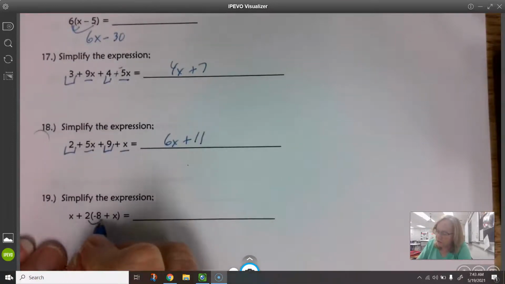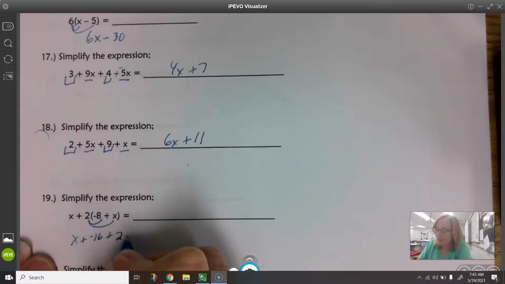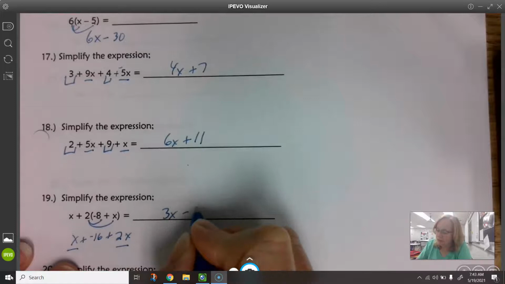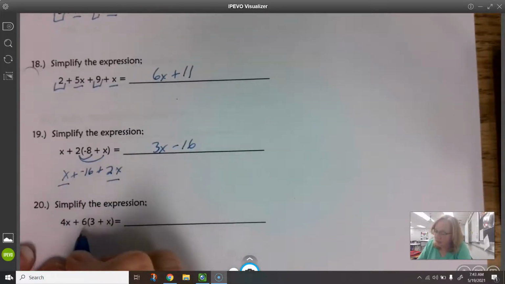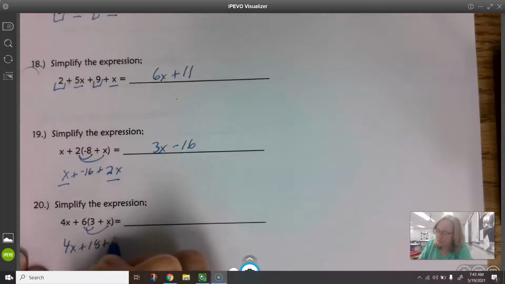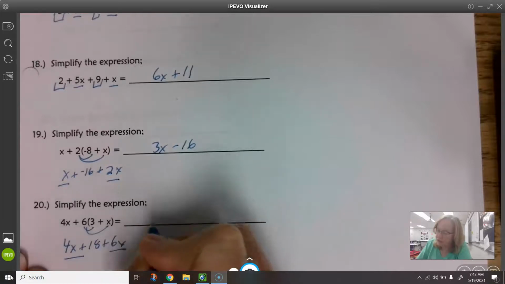I'm going to distribute here first. So I have x plus negative 16 plus 2x. Combine like terms, distribute, combine like terms.